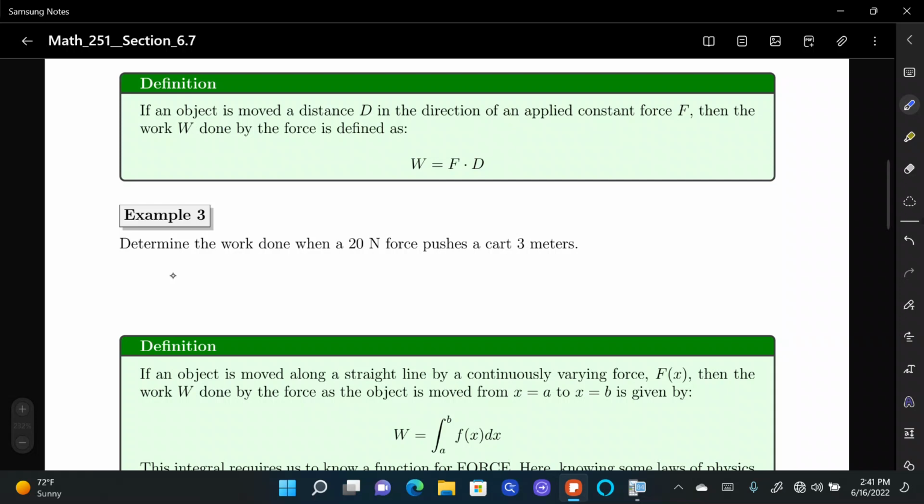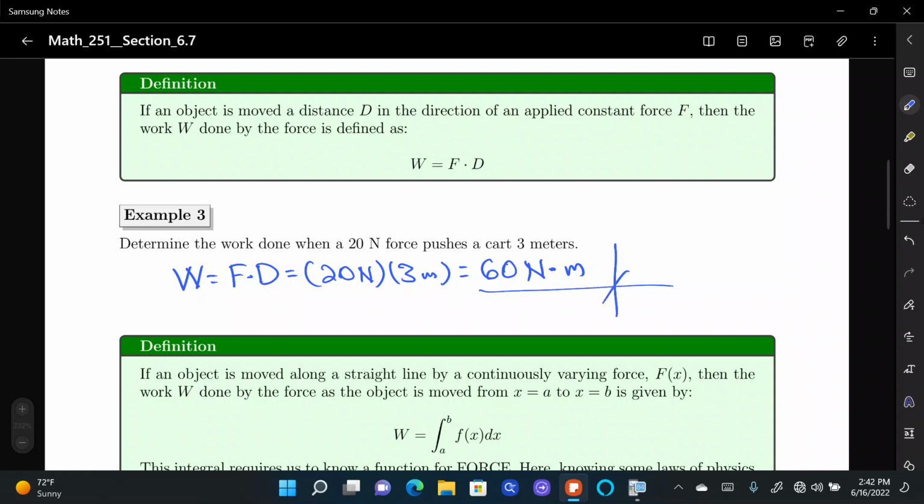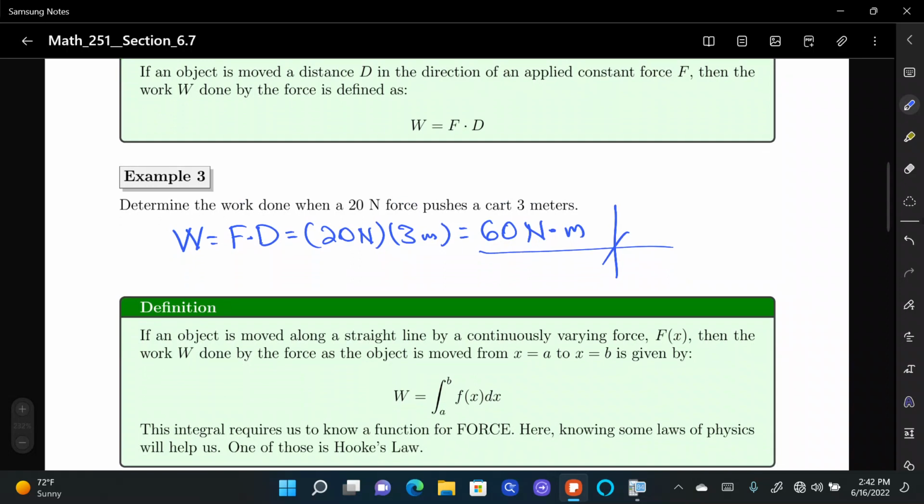Okay, well, work equals force times distance, and this force, which is 20 newtons, times the distance, which is 3 meters. And well, 20 times 3 is 60 newton meters. Be careful with the units. It's not newtons per meter, because in this case the units are being multiplied. These are newton meters, or newtons times a meter. Simple calculation, very similar to the constant density problem.